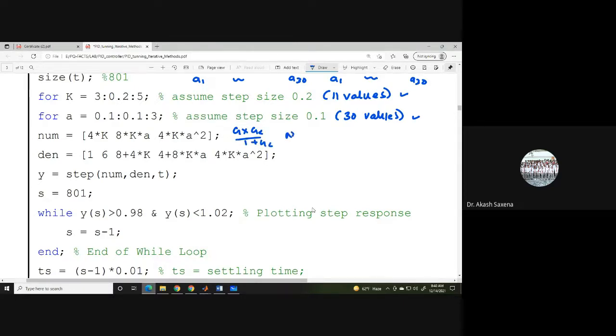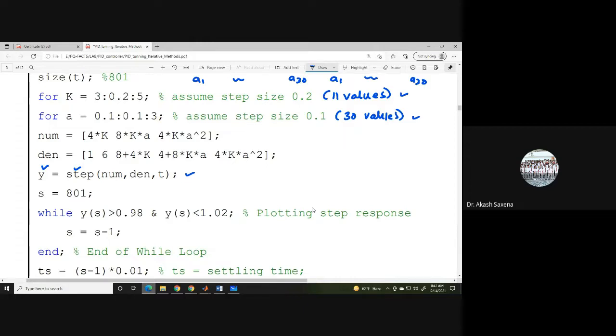So your numerator will be what? Your numerator will be G into GC, and your denominator will be 1 plus G into GC. This will be your denominator. So here I have also written the numerator part. This is very basic, and this is how we represent the transfer function for any model. So what I need to do now, this is numerator, denominator, and now I will calculate the step response. So this step response is calculated with the help of this command.